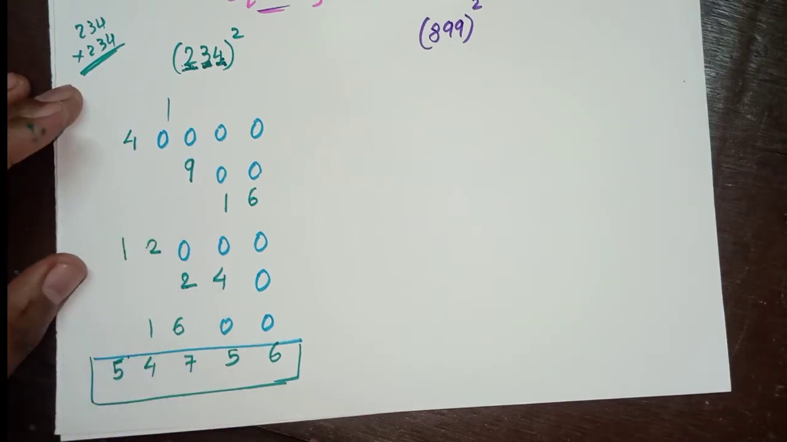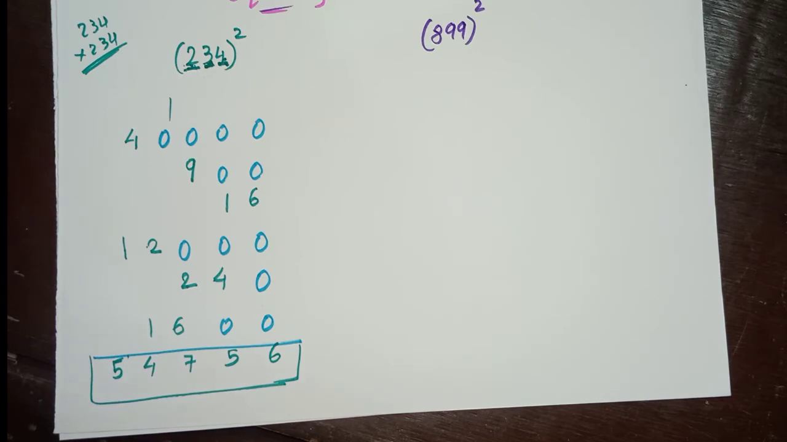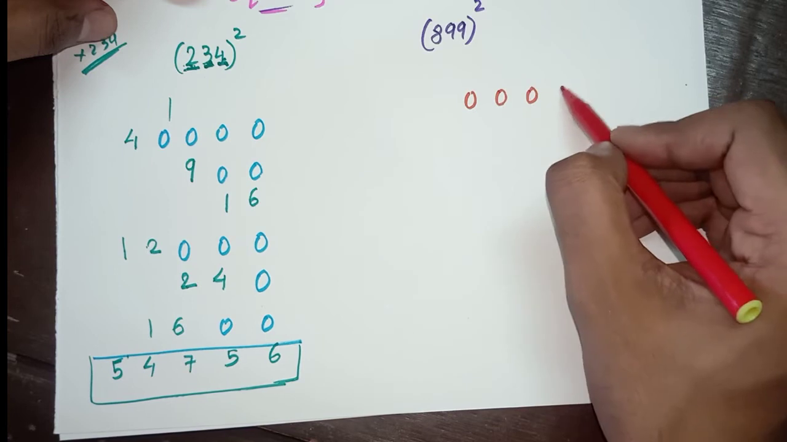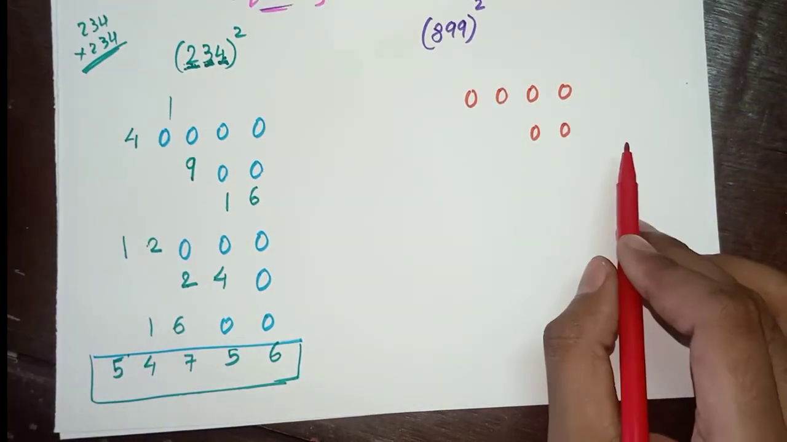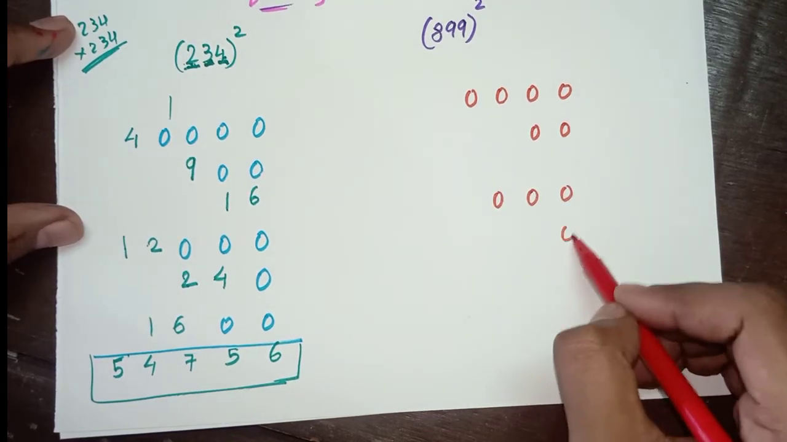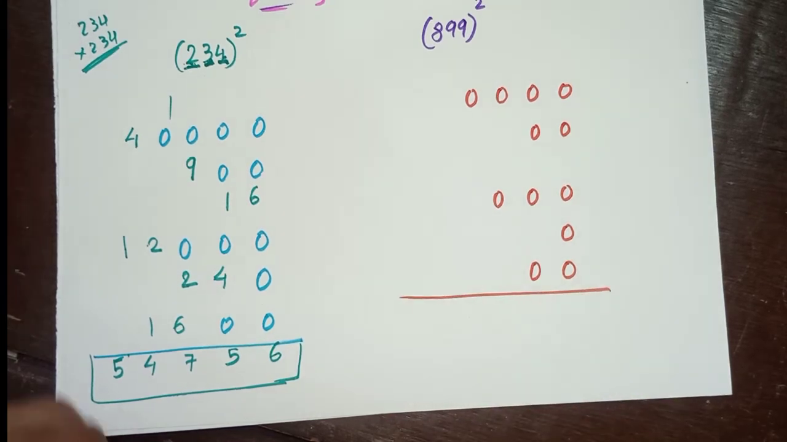Again you have to follow this pattern of zeros, and I would like to show you the pattern of zeros here. Start with 4 zeros, then 2 zeros, then 2 zeros, then no zeros. Then again put 3 zeros, 1 zero, and finally 2 zeros. Okay, this is the logic.